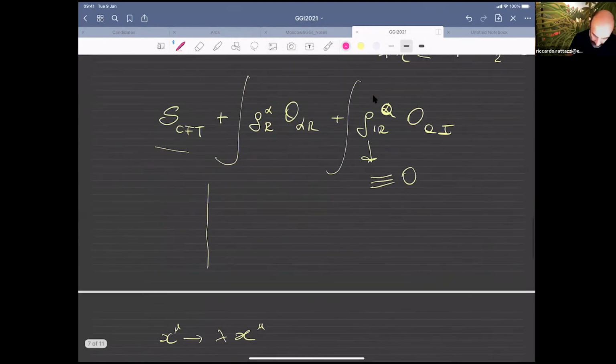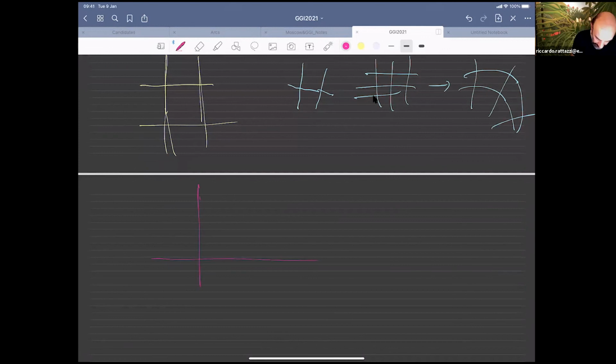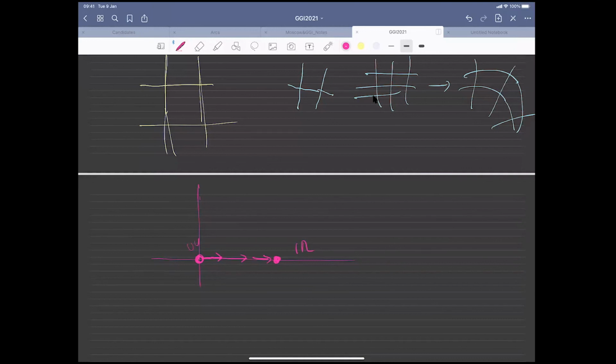So you have a flow like this, here the UV fixed point, and this is the IR, and basically you flow. And when you reach this new fixed point, this is what you call the conformal window. And at this point, the theory is described by another... Well, here it is described by free quarks and gluons, and here it is described by a strongly interacting scale invariant theory of quarks and gluons.